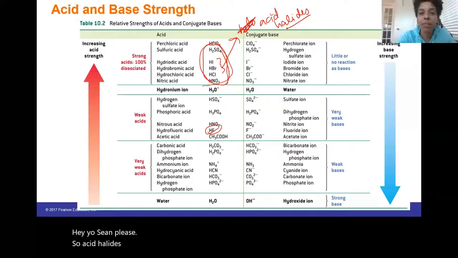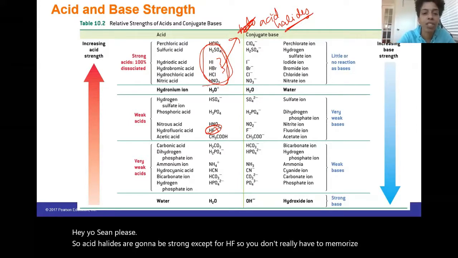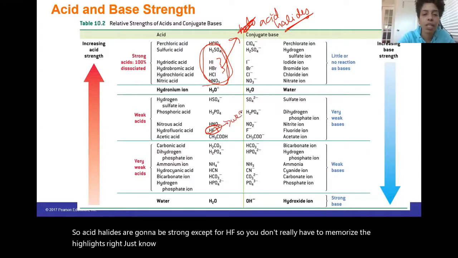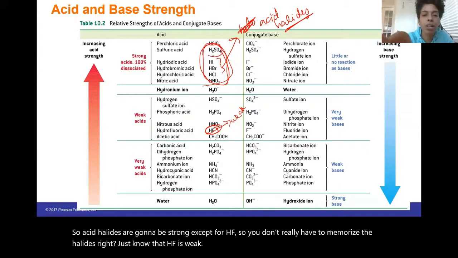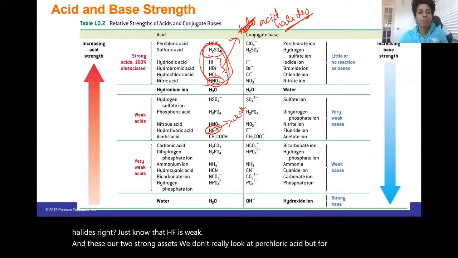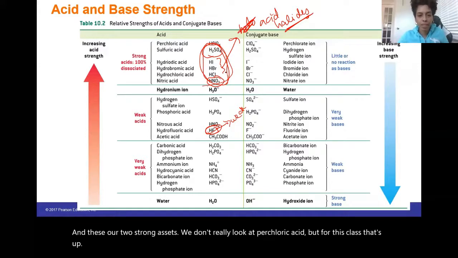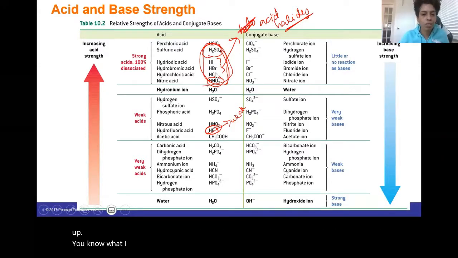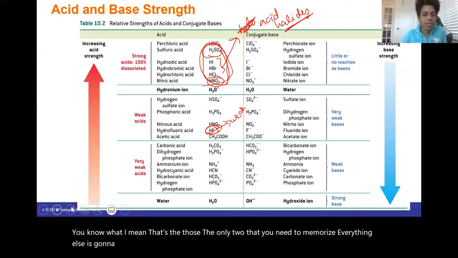The halides are going to be strong except for HF. So you don't really have to memorize the halides, right? Just know that HF is weak. And these are our two strong acids. We don't really look at perchloric acid, but for this class, that's it. Those are the only two that you need to memorize. Everything else is going to be a weak acid for this class.